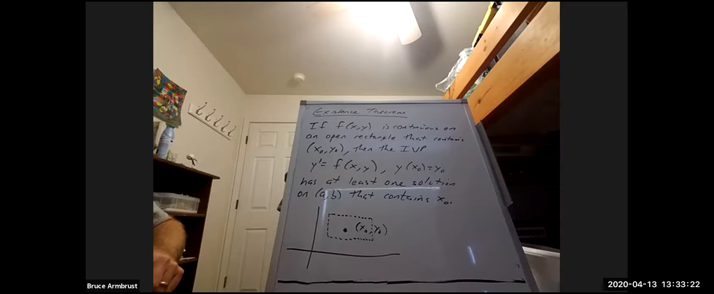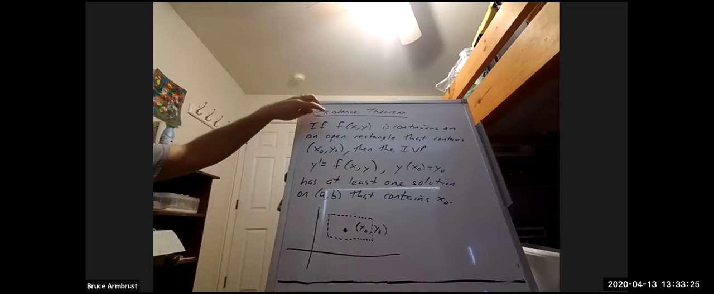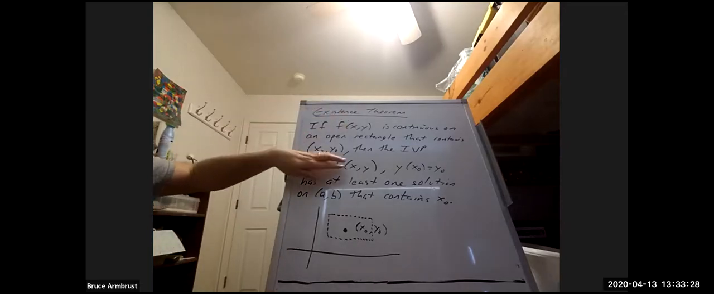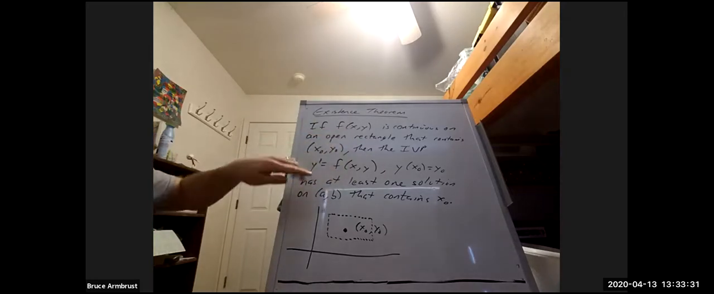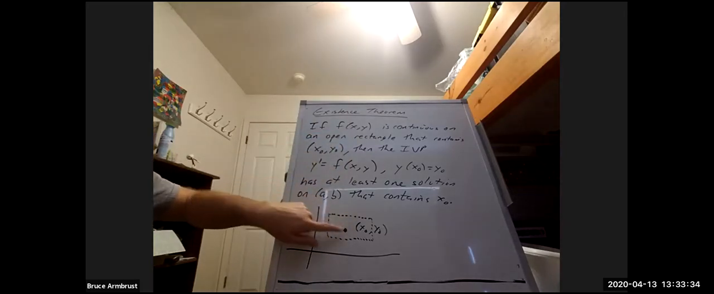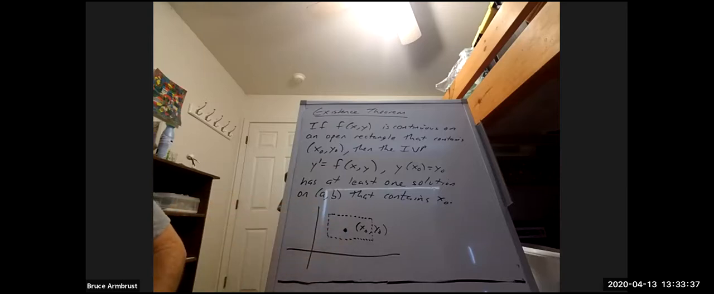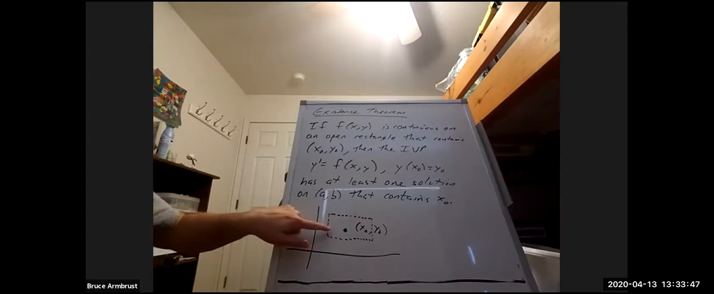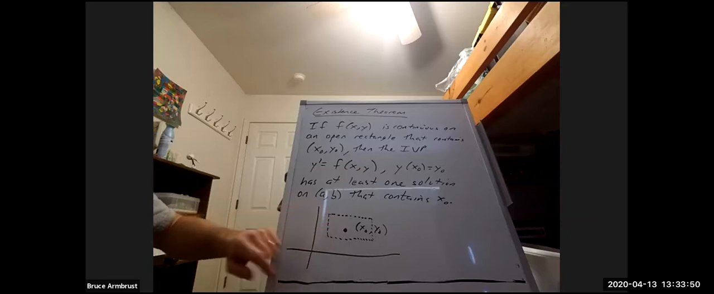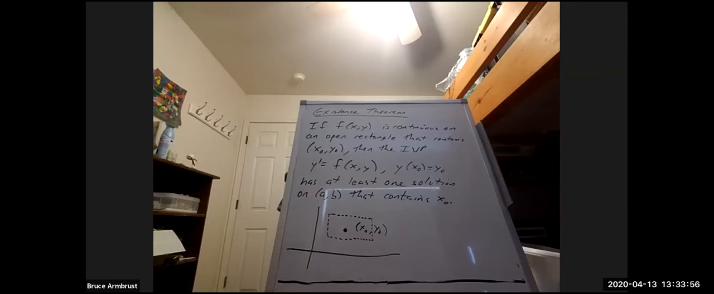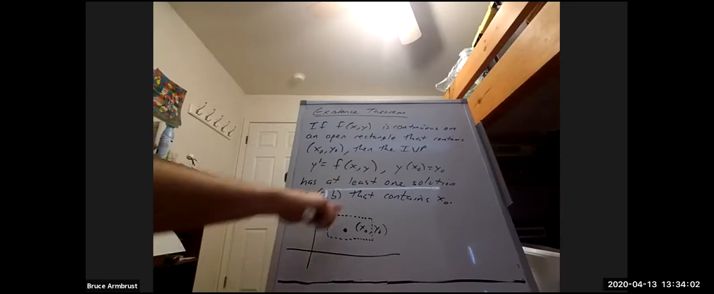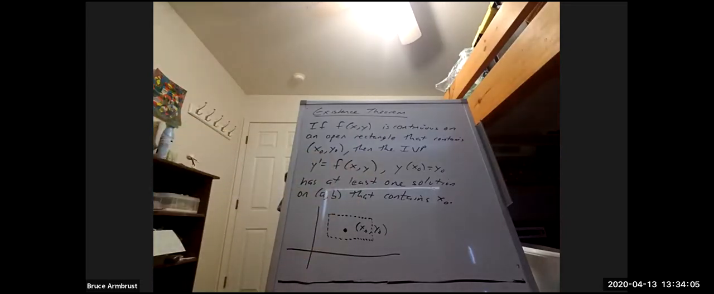All right, so let's look at what this statement says again. We need f of x, y, whatever this y prime is equal to, to be continuous on an open rectangle that contains this point. So if we can find one open rectangle where this function is continuous, then we're guaranteed to have at least one solution. There could be more than one, because this just says at least one. And that's why this is called the existence theorem.